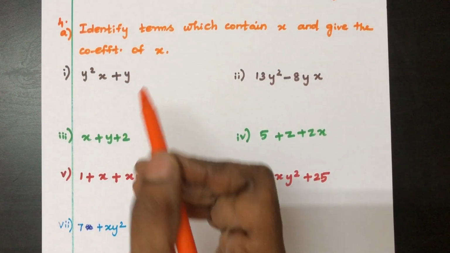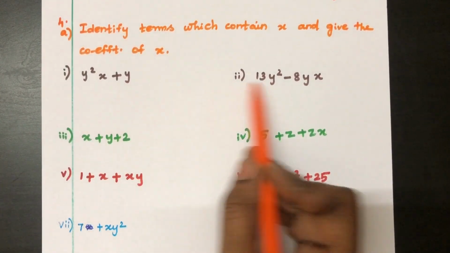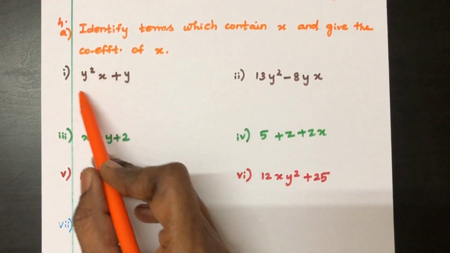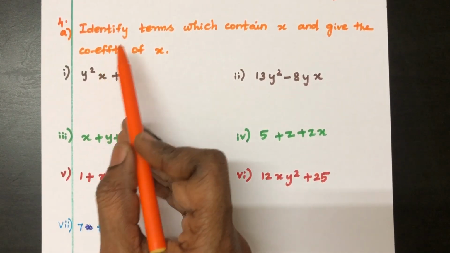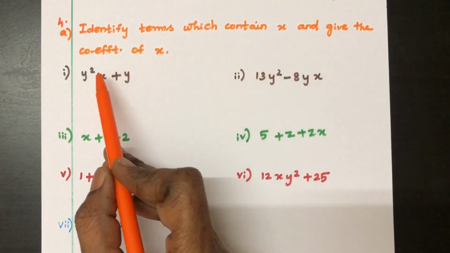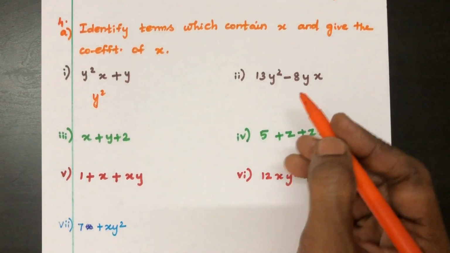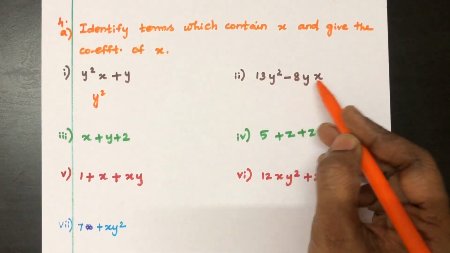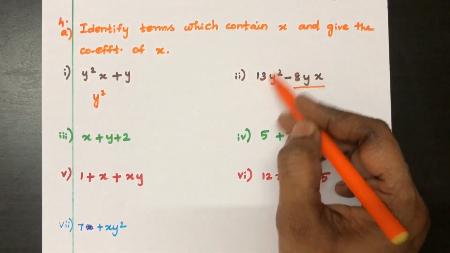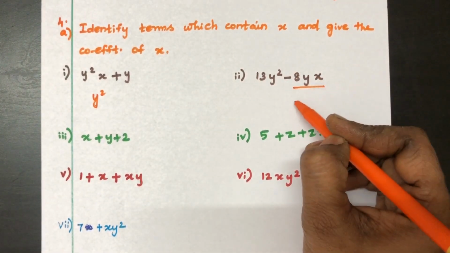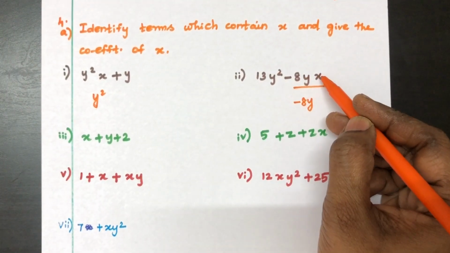Fourth question, identify terms which contain x and give the coefficient of x. See, in this expression, the first term alone has x, y square x. They are asking to identify terms which contain x and give the coefficient of x. Coefficient of x here is just y square. Again here, just concentrate on the x term alone. Here no x, so don't consider this. Coefficient of x here is minus 8y. That means the variables and numbers other than x we need to give.